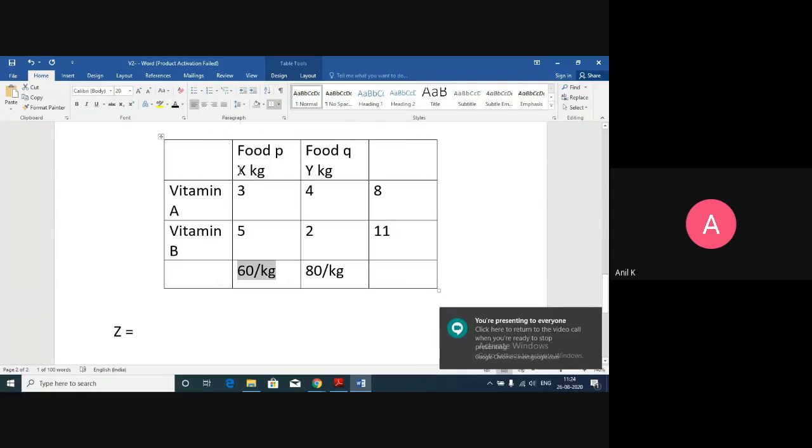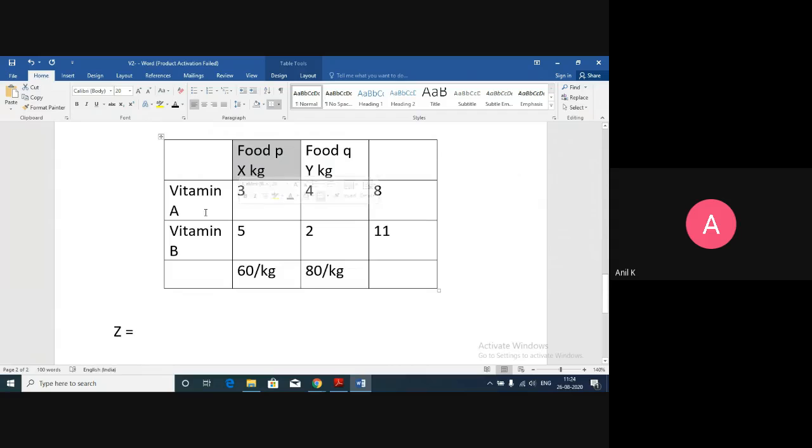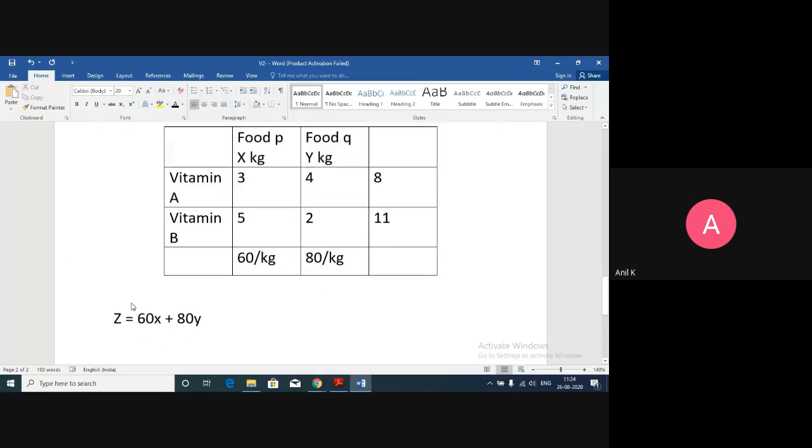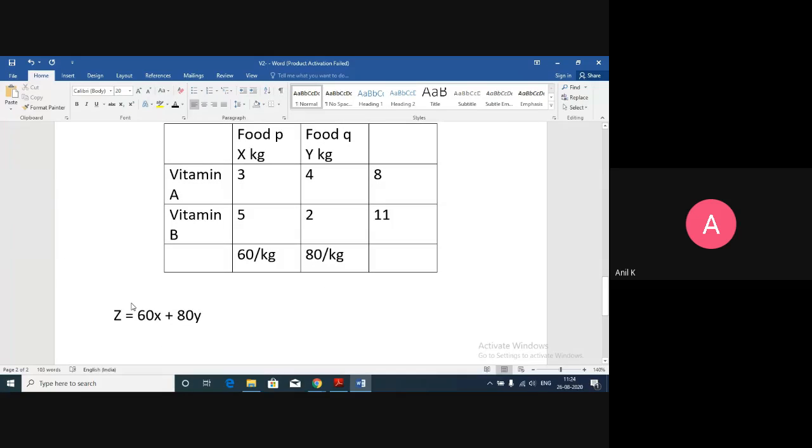And how many kgs we are buying? Food P, x kgs. So it will be 60x total cost for food P plus 80 rupees for food Q per kg. So we are buying Y kgs, so it will be 80Y. So this is the maximization equation. Oh, sorry, minimization equation. Yes, so now you give me the other two equations.